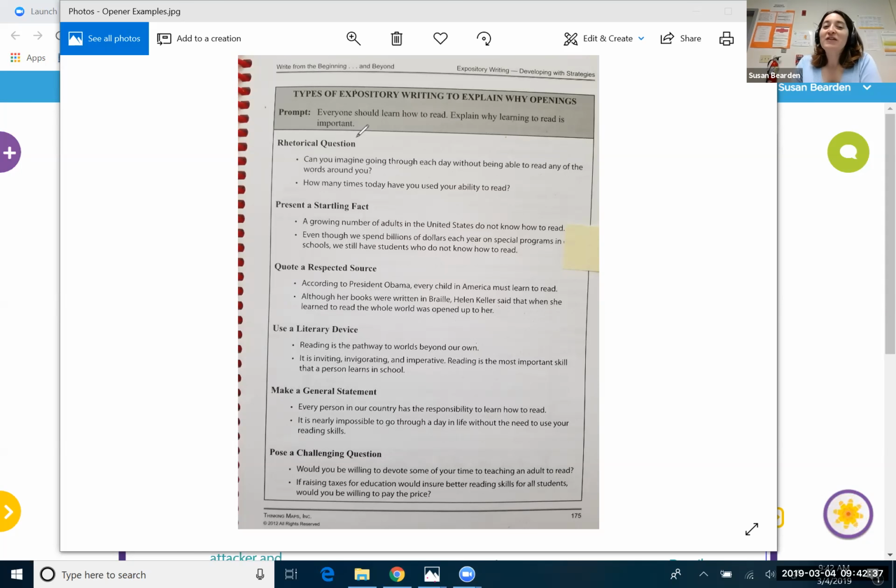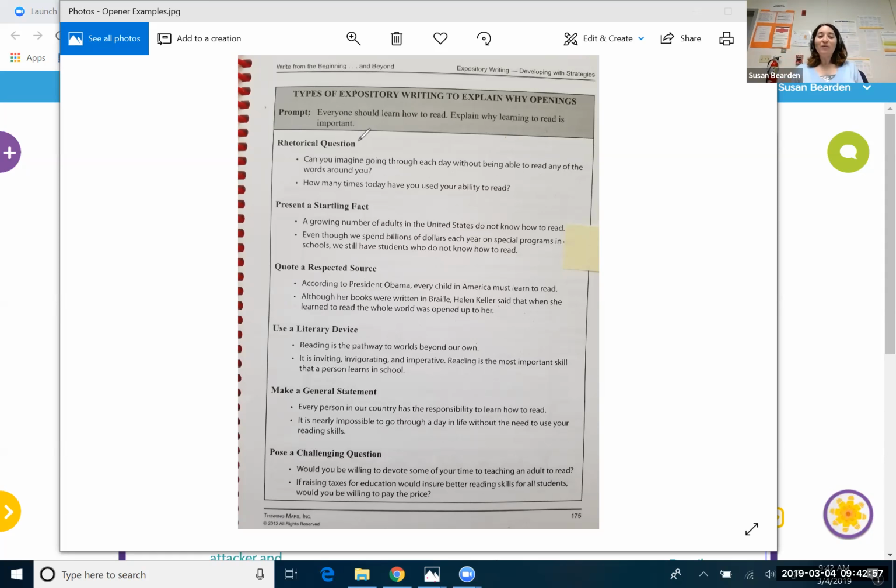Excellent. And they've given us a prompt. So if you've forgotten, the prompt is the question we're trying to answer. So this is just an example for you. So our example topic is everyone should learn how to read. Explain why learning to read is important. It is important. Yes, it is, right?